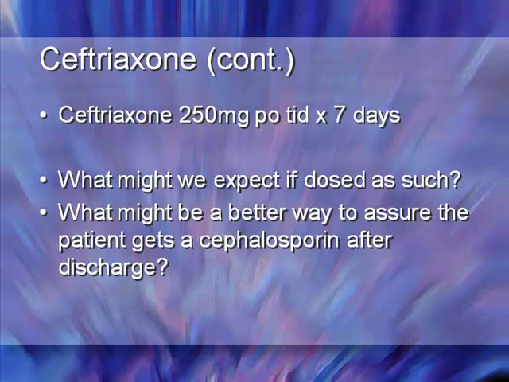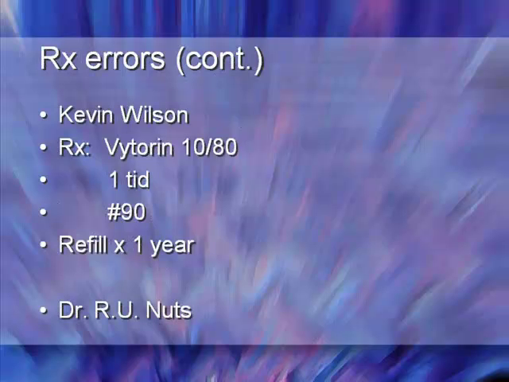The next prescription I'm going to show you was written by a physician in Tillamook, a good friend of mine. Actually, his assistant or nurse wrote this prescription and stuck it in front of him, and he signed it, and it came to my pharmacy. This is Dr. Wilson. Dr. Wilson has a dyslipidemia. Vytorin 10/80, 1 TID, number 90, refill times 1 year. I can't believe I did this stuff. It's later in the evening, so bear with me.